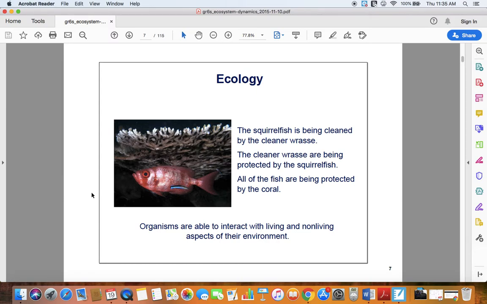Well, let's see if you got it. The cleaner fish, by name obviously, are going to be cleaning the parasites off of the red squirrelfish. And the red squirrelfish and the cleaner fish are both located under the coral, which offers protection and food. So it's their habitat. We can see from this example that organisms are able to interact with each other in an environment. And these are different species interacting with each other. And they're all living in the water, which is a non-living factor. So both living and non-living things interact in an ecosystem and environment. This is what ecology studies, and this is what it's all about.